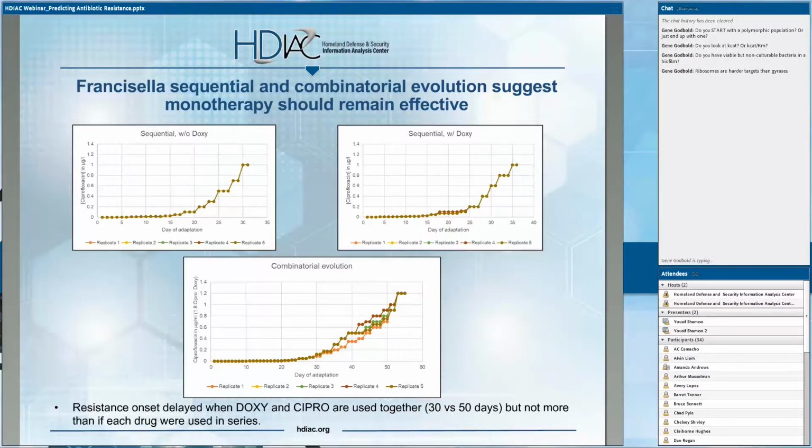We were kind of surprised that there wasn't more synergy between doxycycline and Cipro because they work by very different mechanisms. Cipro hits the gyrases and topoisomerases, and doxycycline hits the ribosomes. So we thought that using them together would be much more effective than using them separately. But at this point, the evidence would suggest using the drugs sequentially. Again, I wouldn't change medical practices based on an in vitro experiment. Let's put it that way.